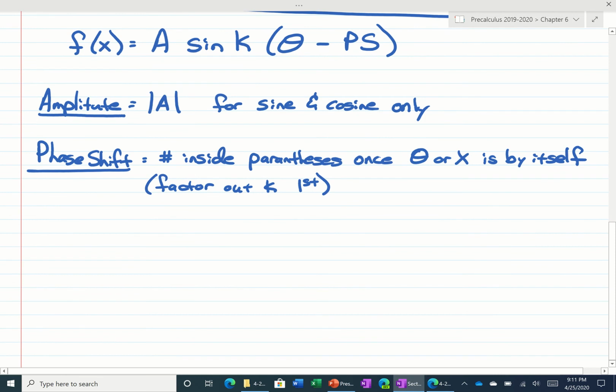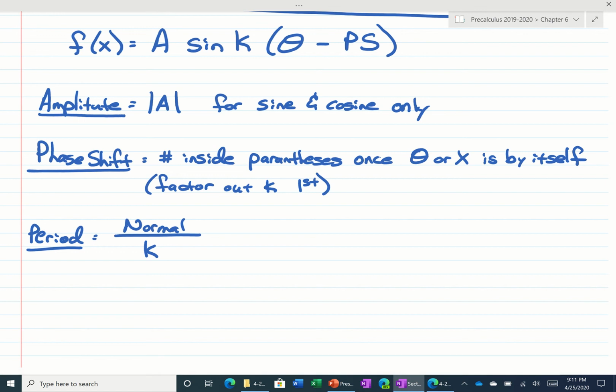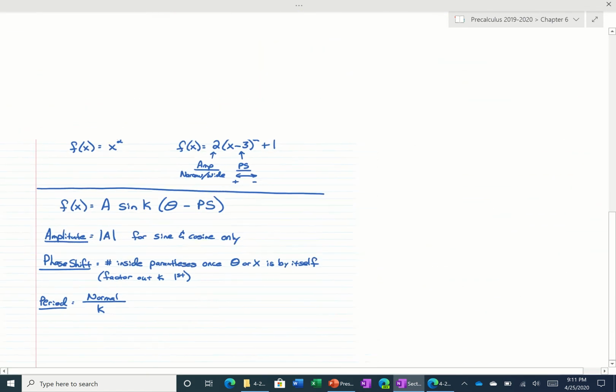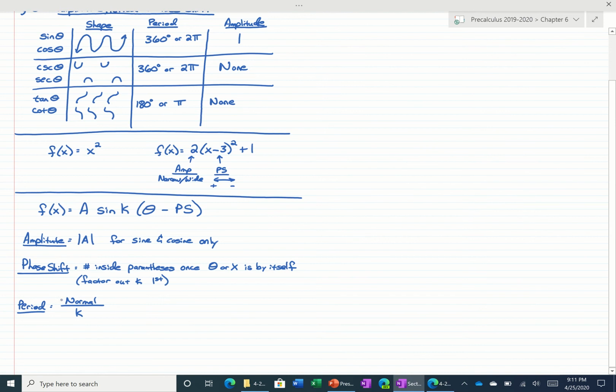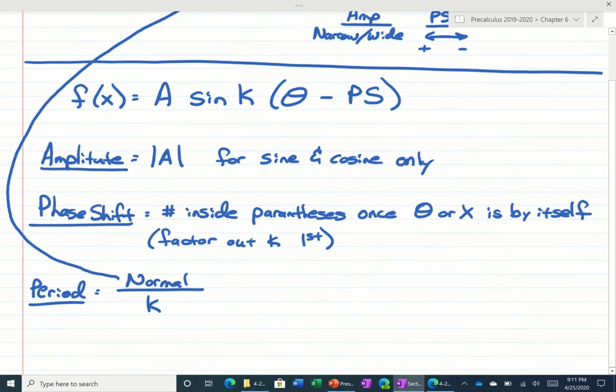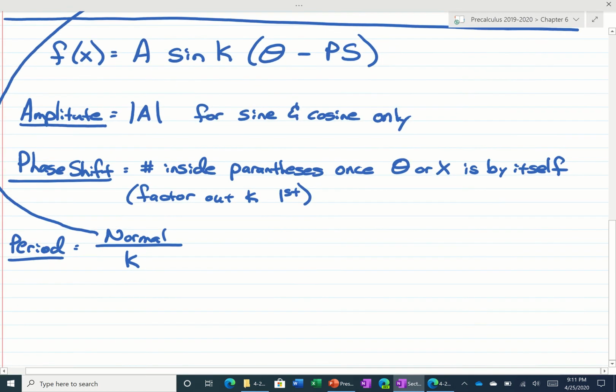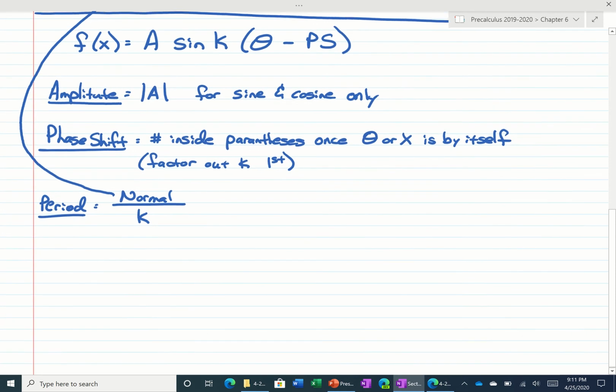And then the last one is the period. Now the period is going to be the normal period divided by whatever k is. Normal being, like for sine, the normal period is 360. When we're saying normal, what that means is this. Those are normal periods. All right, so let's take a look at a few examples. I'll ask you to find the amplitude, period, and phase shift.